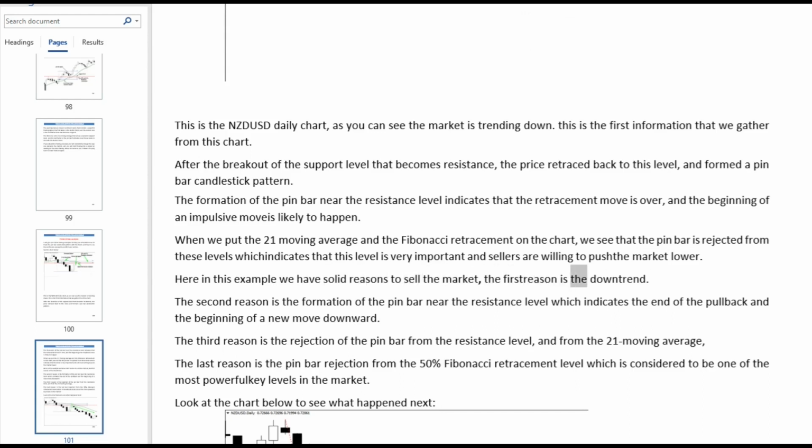The first reason is the downtrend. The second reason is the formation of the pin bar near the resistance level, which indicates the end of the pullback and the beginning of a new move downward.